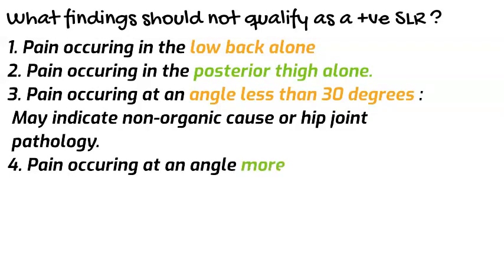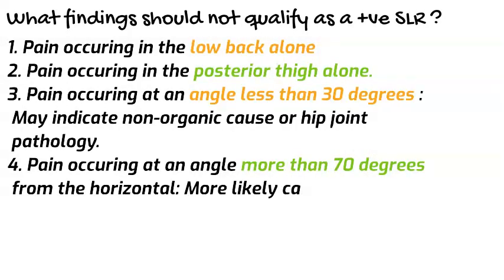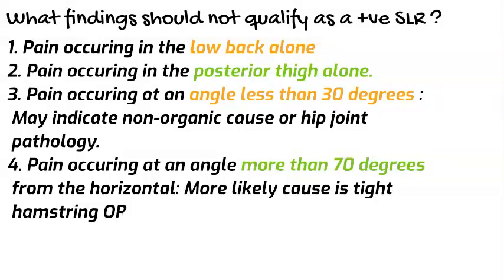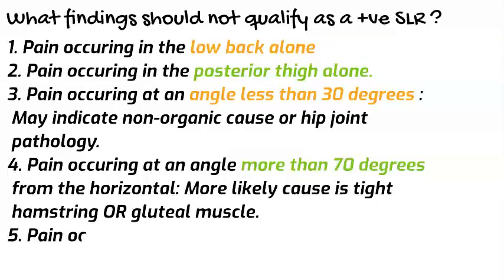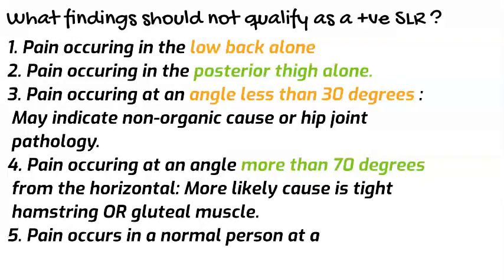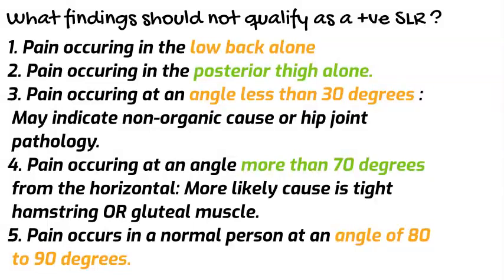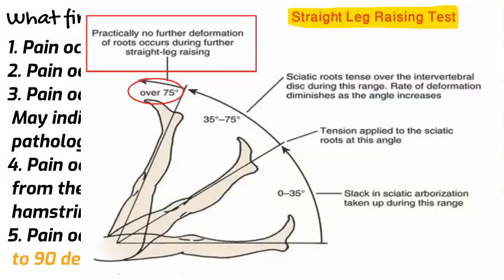Number 4. Pain occurring at an angle more than 70 degrees from the horizontal. More likely cause is tight hamstring or gluteal muscle. Number 5. Pain occurs in a normal person at an angle of 80 to 90 degrees. This figure shows the straight leg raising test. And if over 75 degrees, practically no further deformation of the root occurs during further SLR.